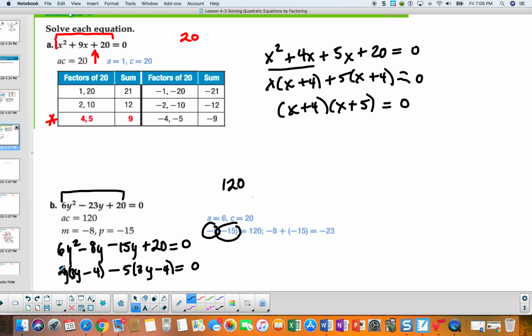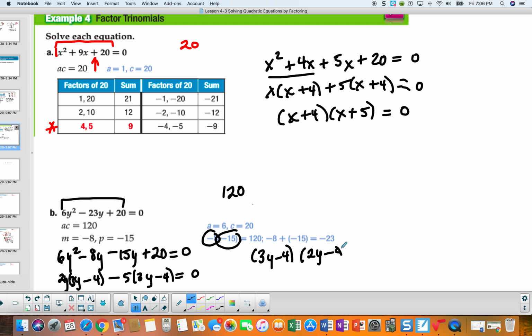This is going to be a 6y squared, -8y, this is going to be -15y, and this is going to be a positive 20. So now I can factor out the 3y, this is the common factor for both the terms, and I'll have a 2y minus 5 equals 0. Okay, and then I solve it by setting each one of these equal to 0. And then y will be equal to 4/3, and y here will be 5/2.